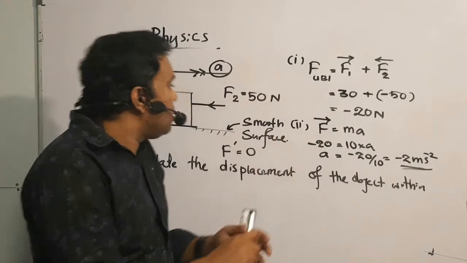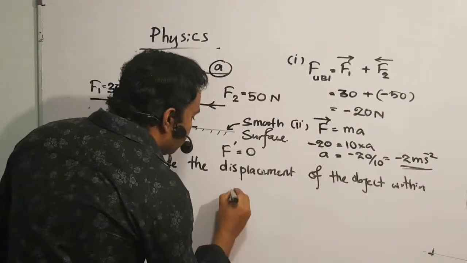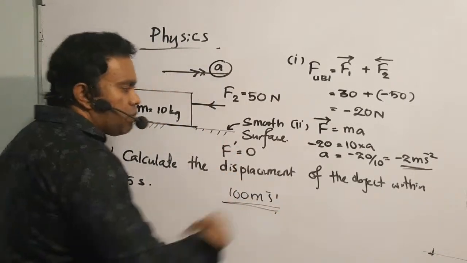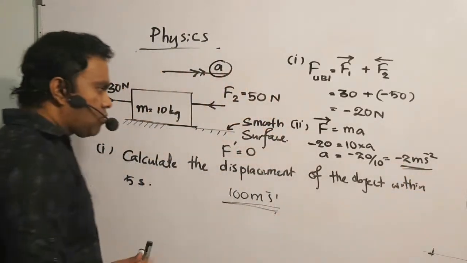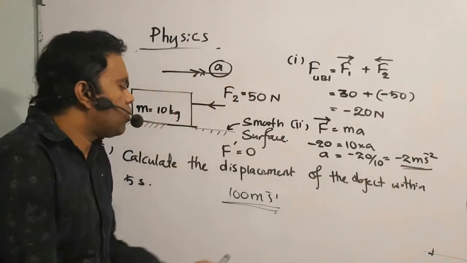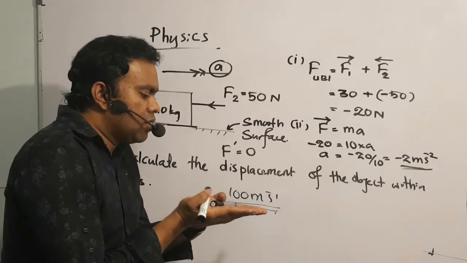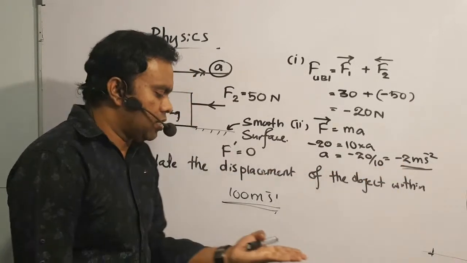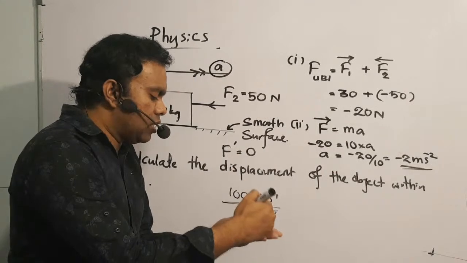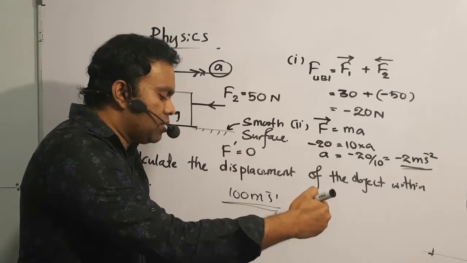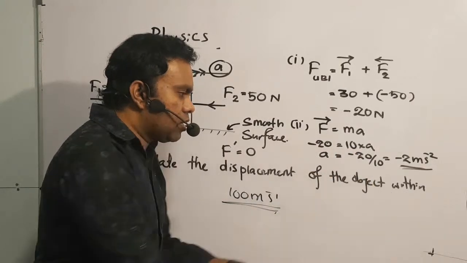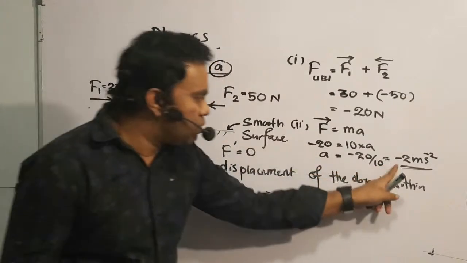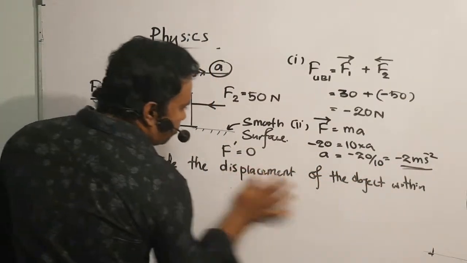Or if there's an initial velocity like 100 meters per second at the start, because of this deceleration, or negative acceleration, what will happen? That velocity decreases second by second with the value of 2 meters per second. 100 meters per second initially, in the next second 98 meters per second, the next second 96, then 94 meters per second. Likewise, velocity is decreasing. So that's the meaning of this minus value. Okay, good. Let's move ahead.